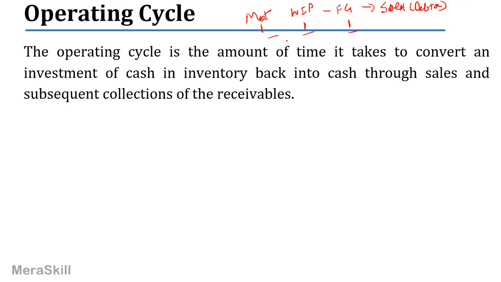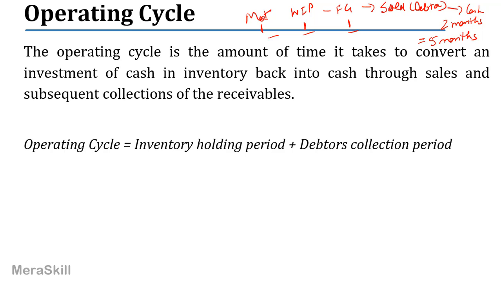For 3 months, the inventory remains. We call this the holding period, whether in the form of a raw material, whether inside the work in progress or a part of the finished good, for 3 months. And then even when you sell, the debtor will pay only after 2 months. In that case, the operating cycle is 1 plus 1 plus 1 plus 2, that is equal to 5 months. This is what we mean by the operating cycle.